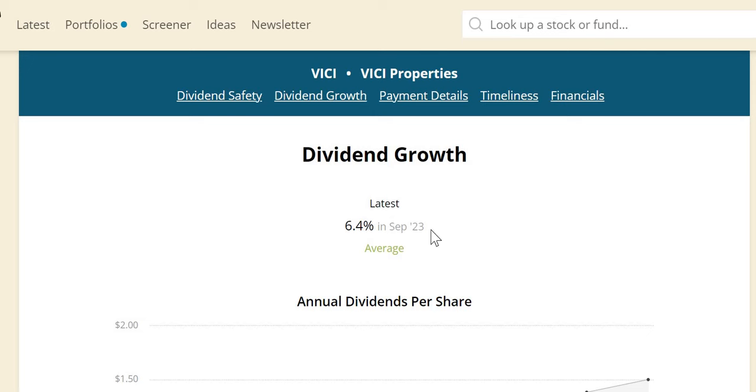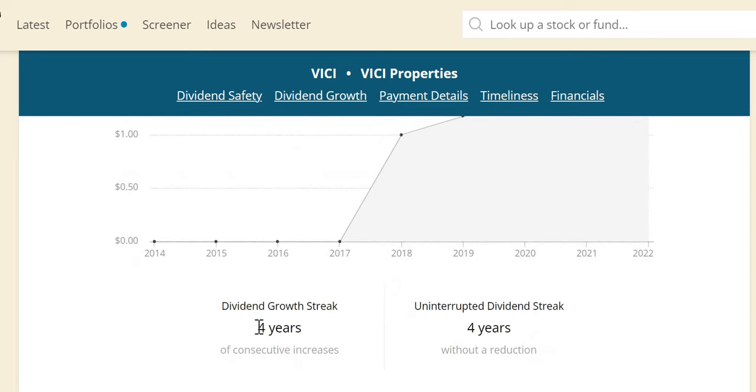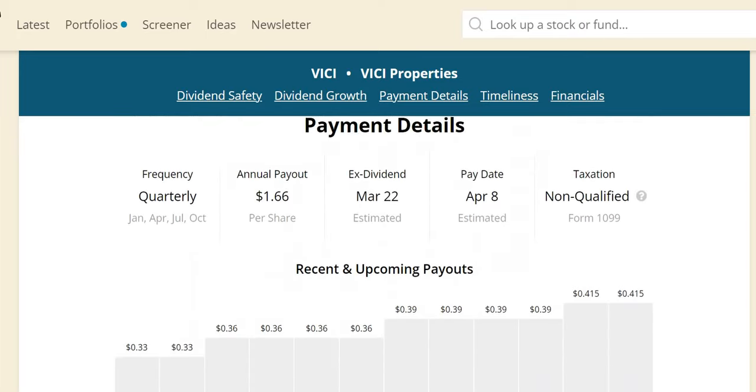So let's take a look at their growth. The latest increase, 6.4% in September 2023. Very positive to note, above that minimum 4% we advocate on the channel just to keep up in line with inflation. And we can see 4 years of consecutive increases, which is nice when you couple that with this nice starting yield of around 5.6%.